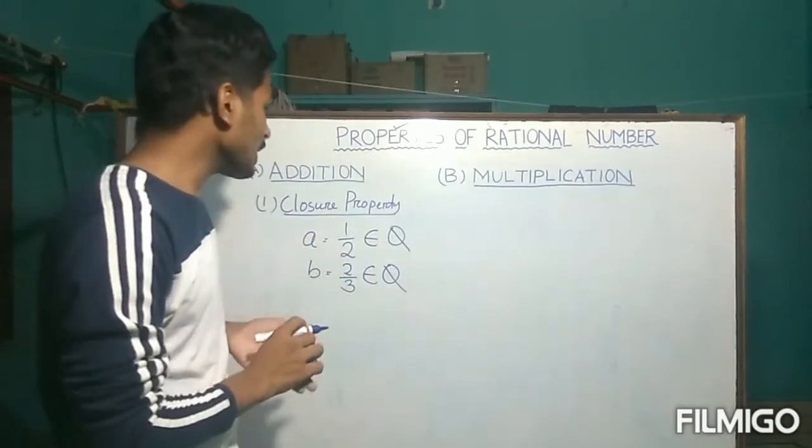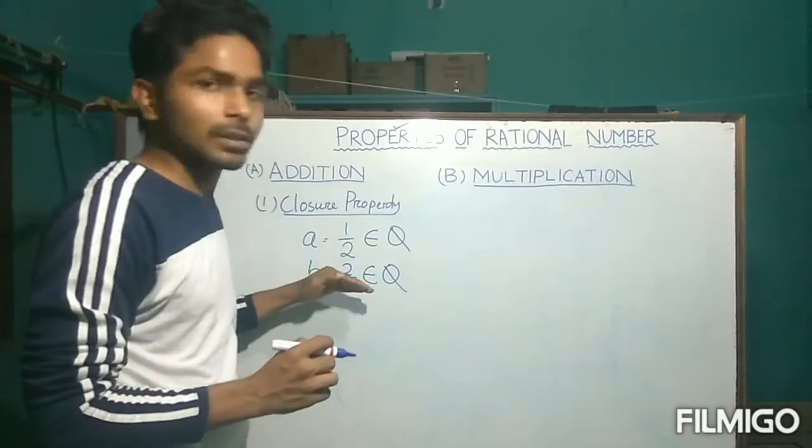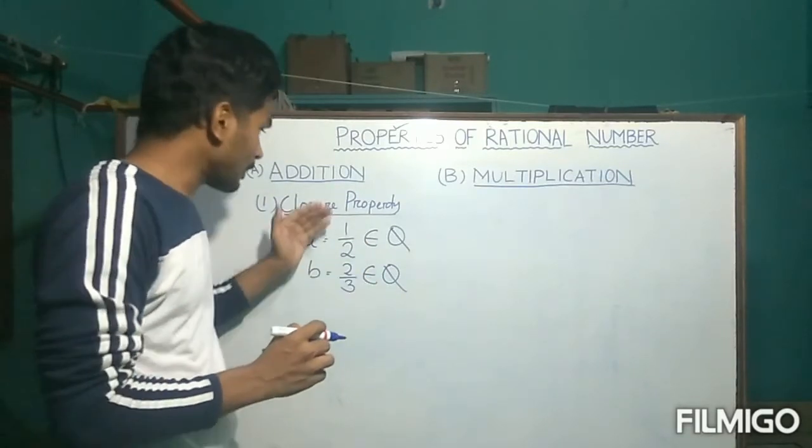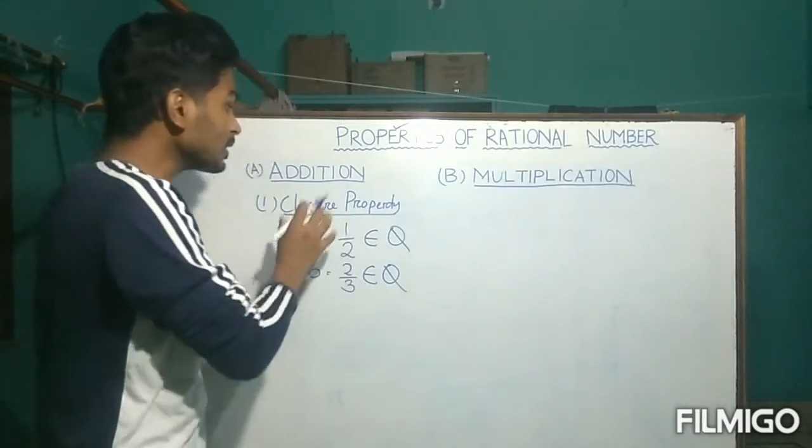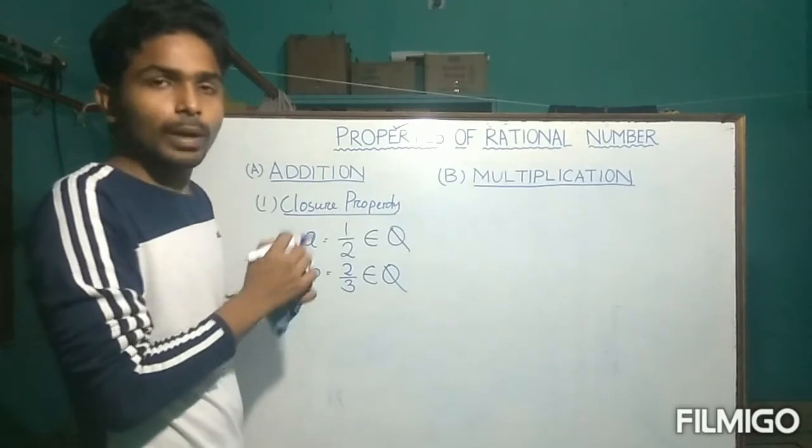Let us take two examples of rational numbers. One is 1 by 2 and the other is 2 by 3. Now, according to the closure property of addition, what will we do?